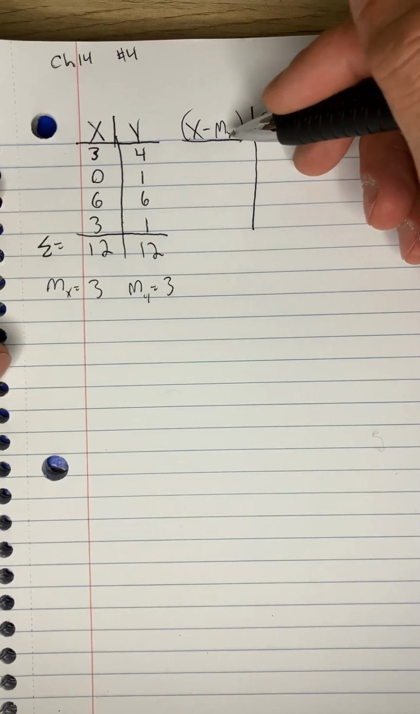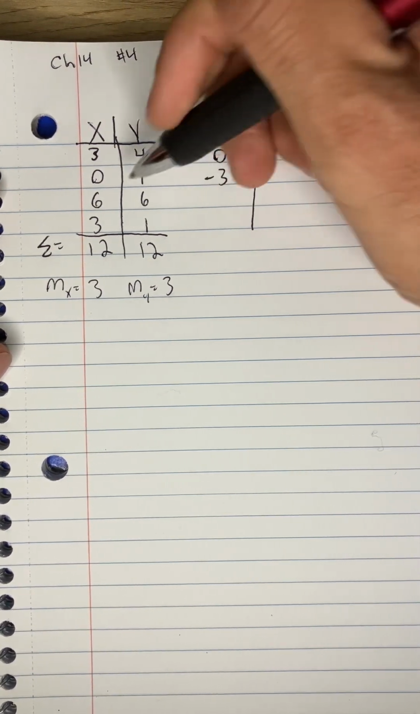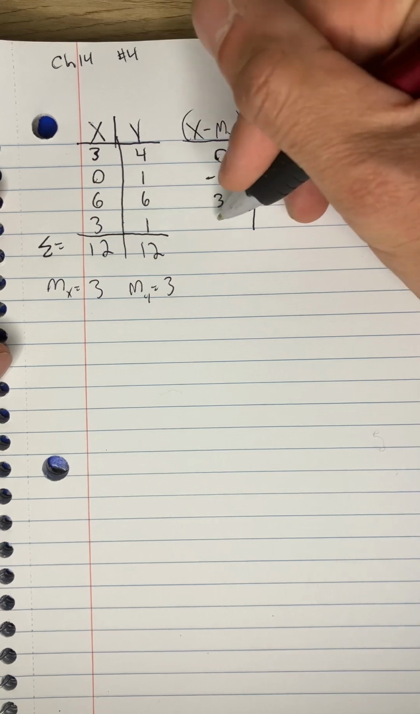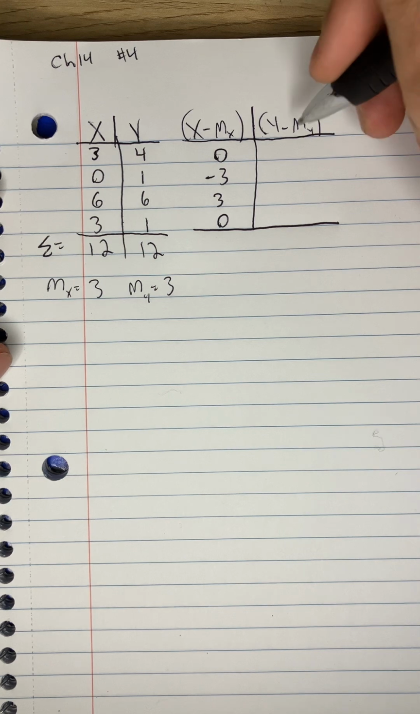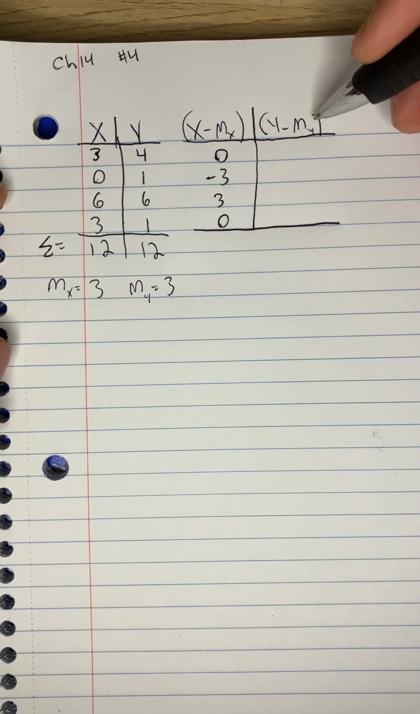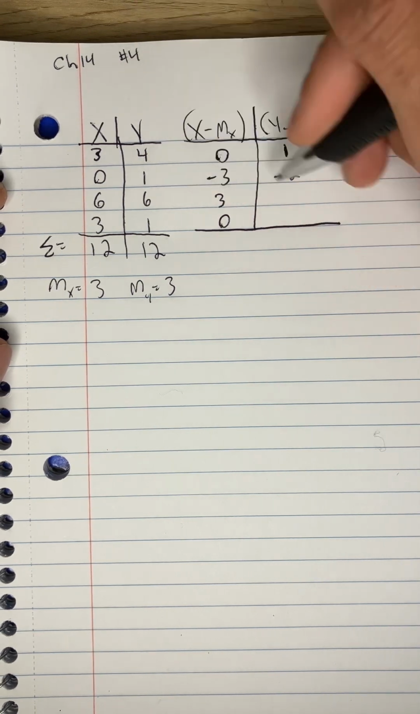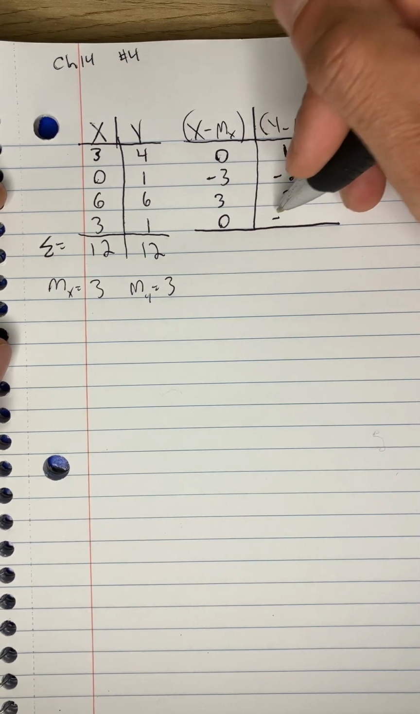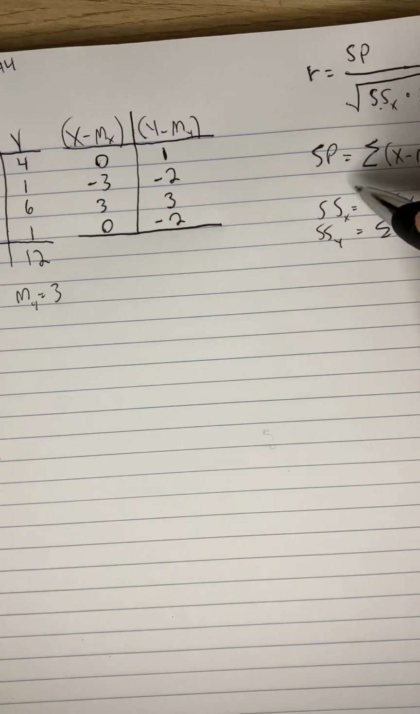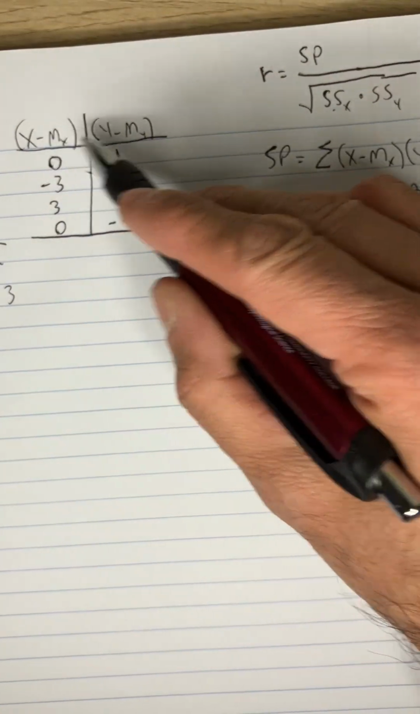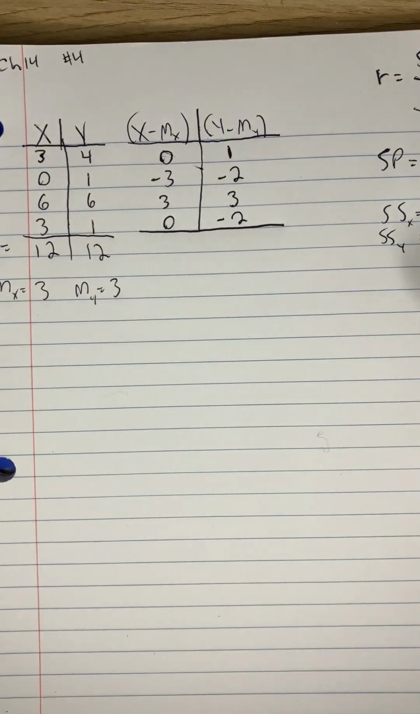So x minus the mean of x, 3 minus 3 is 0, 0 minus 3 is negative 3, 6 minus 3 is 3, 3 minus 3 is 0. Then let's do the y's. So y minus the mean of y, 4 minus 3 is 1, 1 minus 3 is negative 2, 6 minus 3 is 3, 1 minus 3 is negative 2. So to get the sum of products, now we have these two components, but we have to find their product and then sum that.